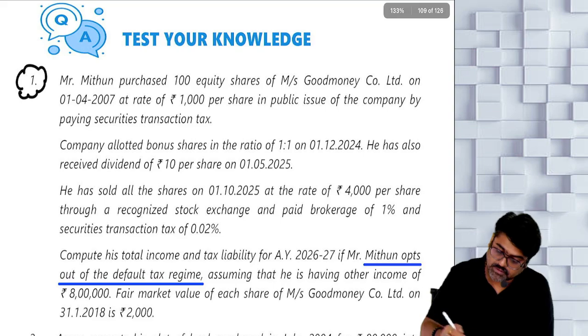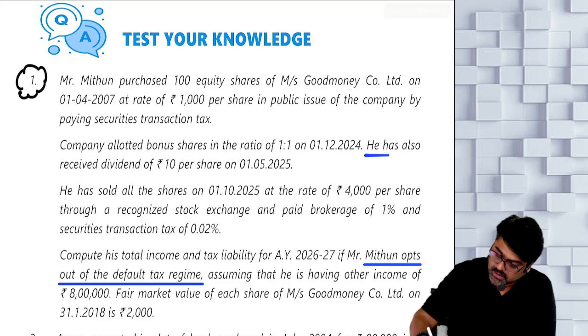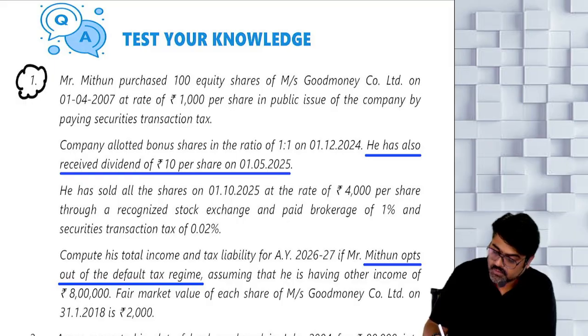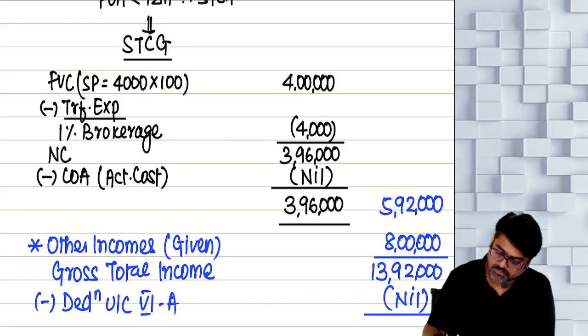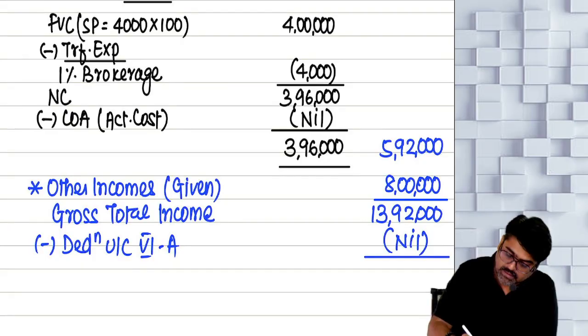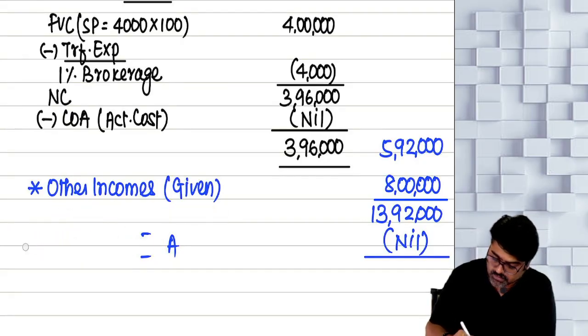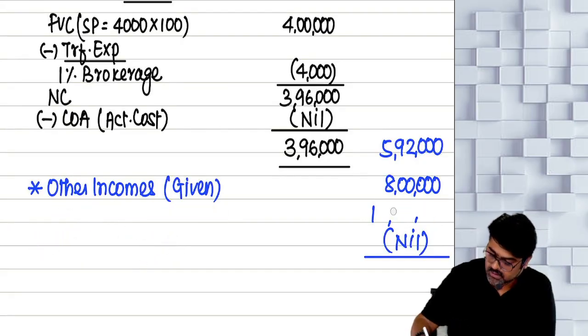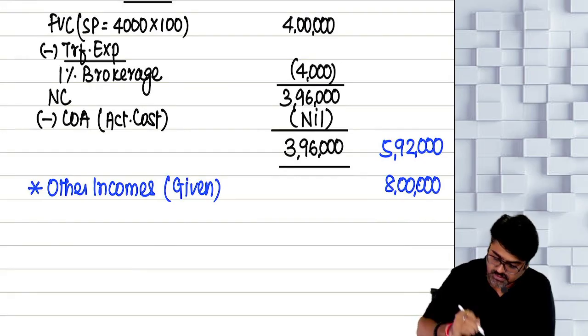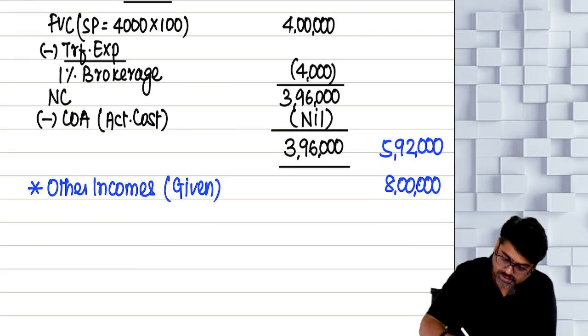Company, he also received, no? He also received a dividend of 10 per share on 1st May 2025. So, with other incomes, I will have to include one more income. My mistake, guys. Sorry. I could not read the question properly. In a hurry.